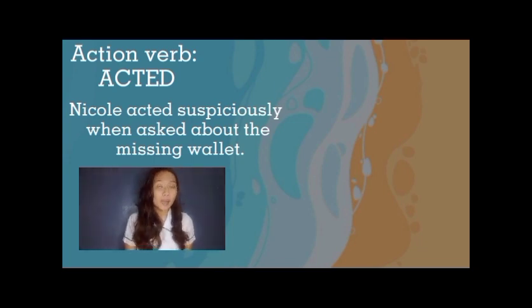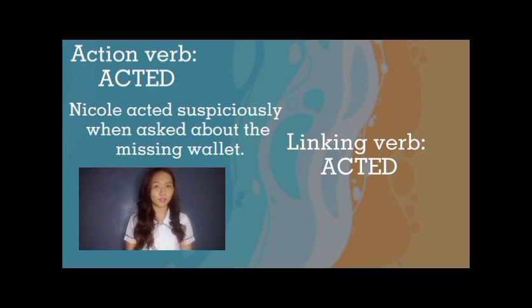To further elaborate, in the sentence, we use act as an action verb, meaning to do something. Then we made use of an adverb, suspiciously, to modify the idea that it is an action verb. Now let's use the same word, acted, but using it as a linking verb.